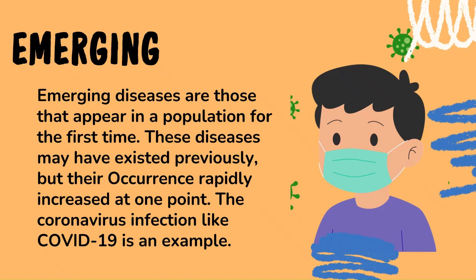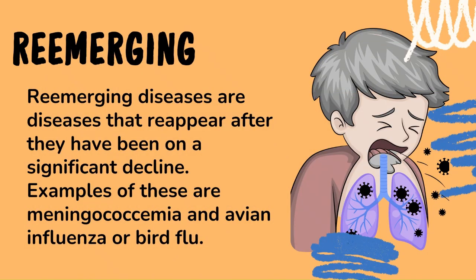Next we have re-emerging diseases. What are re-emerging diseases? Re-emerging diseases are old illnesses that come back after many years of being under control. This can happen when people stop getting vaccinated or when germs become stronger. For example, meningococcemia and even influenza, or what we know as the bird flu, have reappeared in some places.